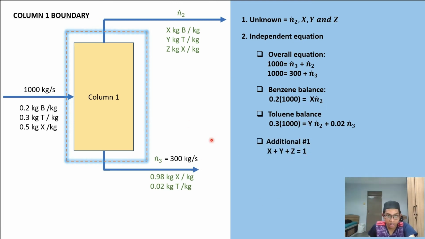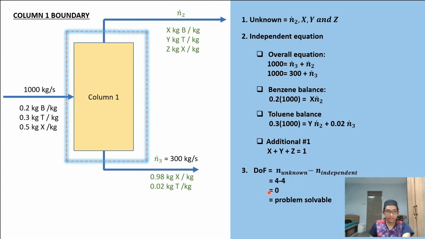So the most important part in solving the equations is to find the degrees of freedom, which is the number of unknown variables minus the number of independent equations. Because for the number of unknown variables we have 4, and for the number of independent equations we have 4 too. So it means the degree of freedom equal to 0. Then this problem can be solved. Then we will take 1000 kg per second as our basis for the stream.